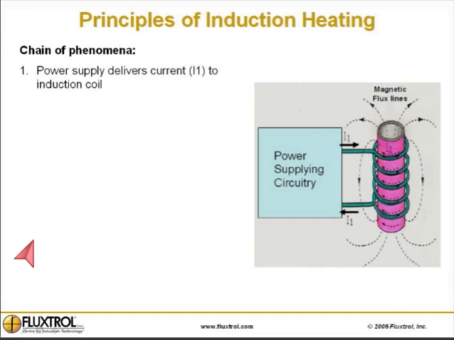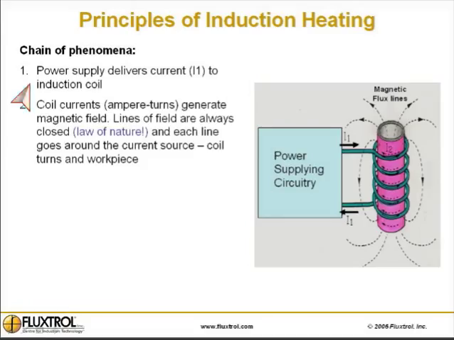and wires. The chain of phenomena begins when the power supply delivers current, I1, to the induction coil. Coil currents, ampere turns, generate magnetic field. Lines of field are always closed by law of nature, and each line goes around the current source, coil turns, and workpiece.